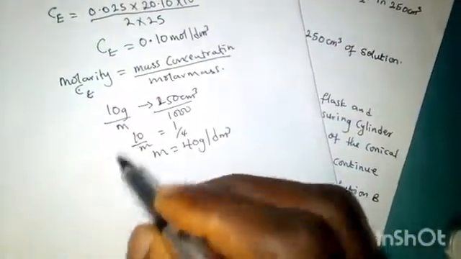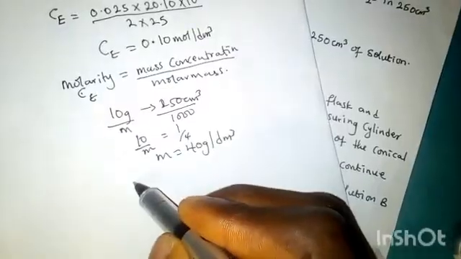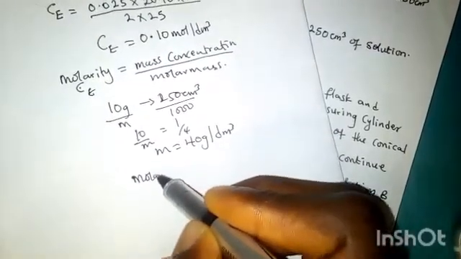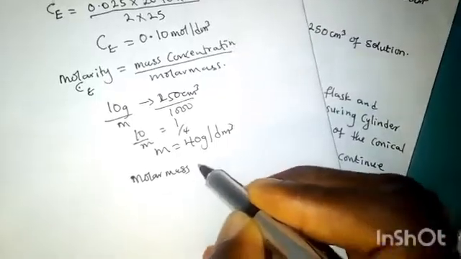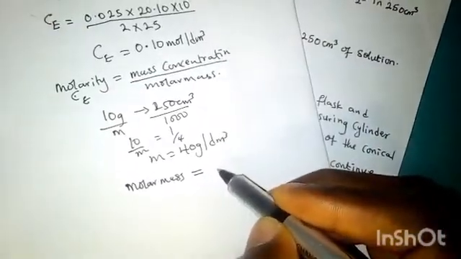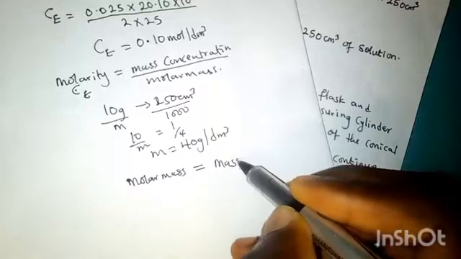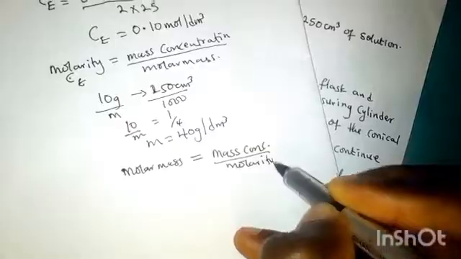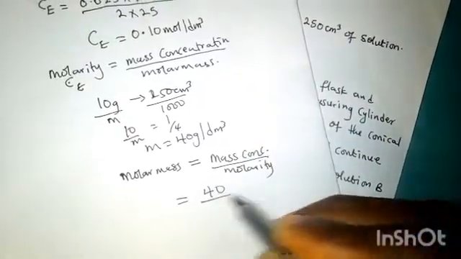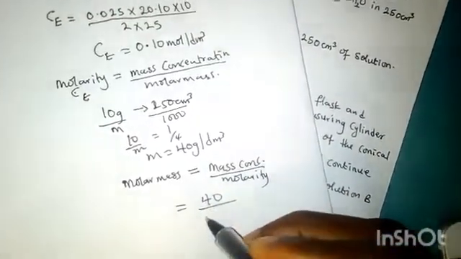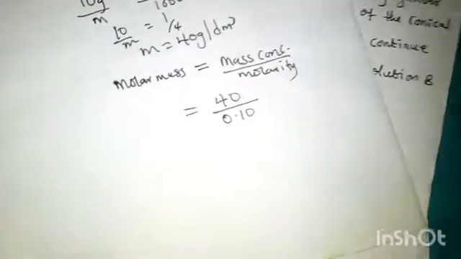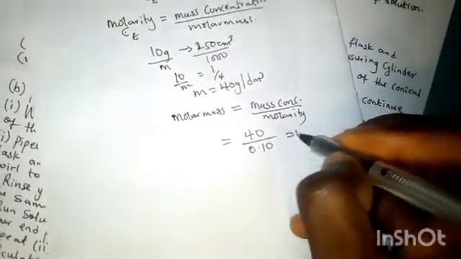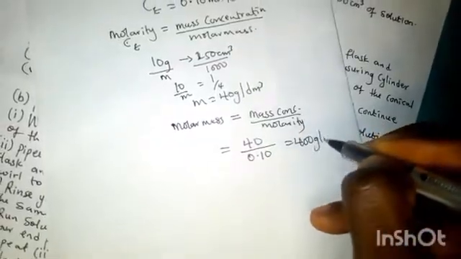Since we are now looking for the molar mass, make molar mass the subject of the formula. So the molar mass will be equal to mass concentration all over molarity. The mass concentration now is 40 divided by the molarity, which is 0.10. So now let's put that into calculation and see what we have. This actually gives 400 gram per mole.